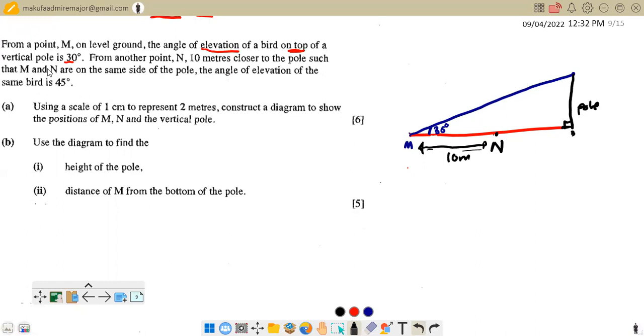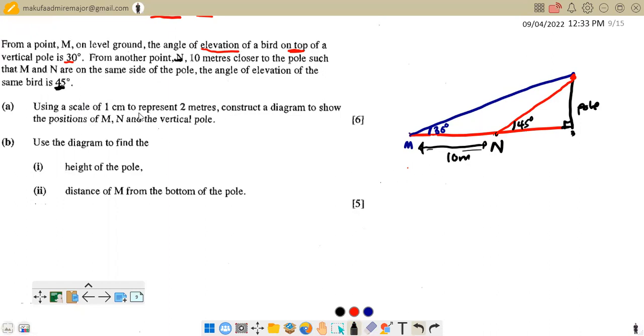So what are we referring to? From this point, N is looking at the same bed with an angle of 45 degrees now. So we're going to have our N now looking at the same bed on the top here with an angle of 45 degrees. So that is what you're given in this case, okay?